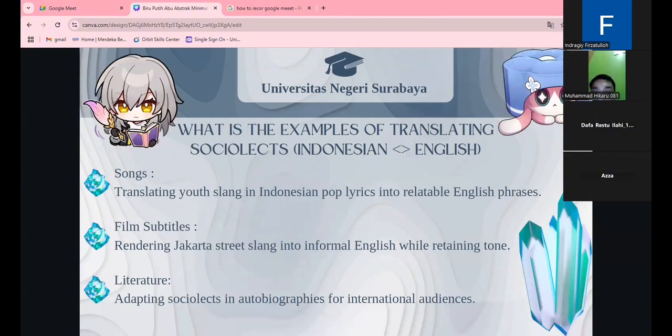Now we're going to talk about the translation technique for sociolects. Next, we turn to sociolects, language varieties associated with specific social groups, such as slang or jargon. The challenge here lies in balancing authenticity with audience understanding. Techniques employed include contextualization, which places terms within their social context, equivalence mapping, where similar terms are found in the target language, and dynamic equivalence, which ensures that the overall meaning resonates with the audience.